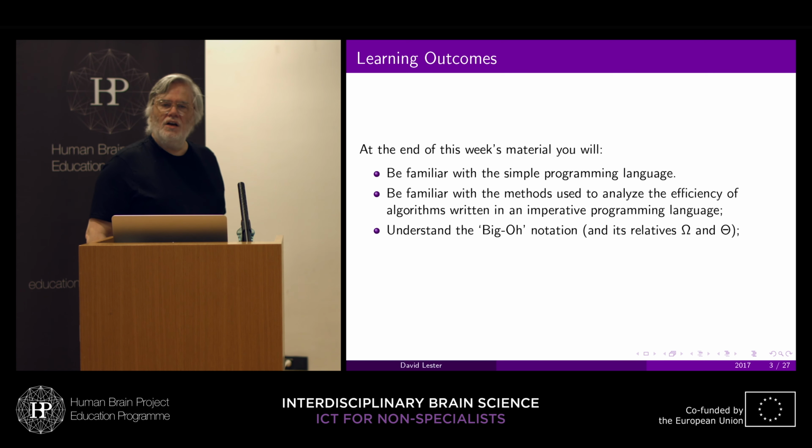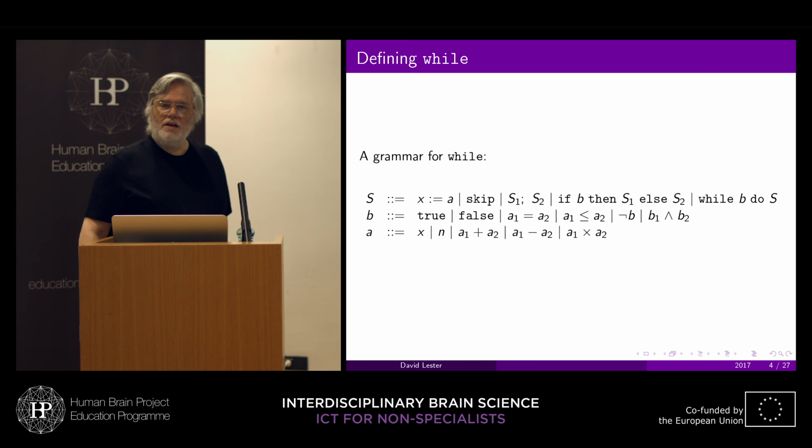We're going to use the big O notation and its relatives, big omega and big theta, and we're going to understand the relationship between these ideas. So let's get going. Here's the very simple programming language that we have. I'd like you to look at the first line of this grammar because it's really telling you the facilities that are available within the programming language.